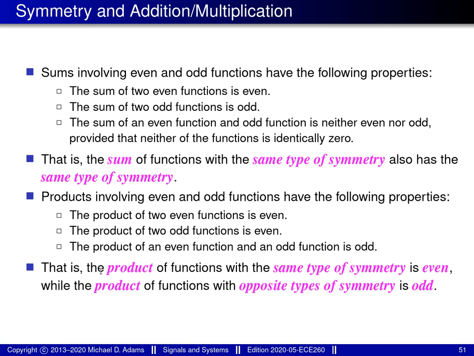So the pattern that we have here is when we're computing products, the product of functions that have the same type of symmetry will result in an even function, and the product of functions with opposite types of symmetry, for example, one of them is even, one of them is odd, will produce an odd result.